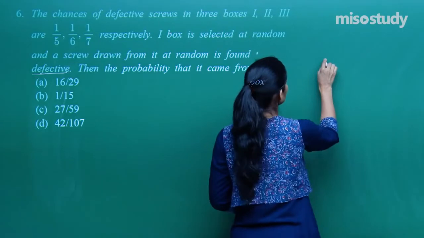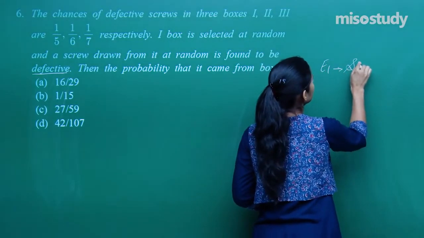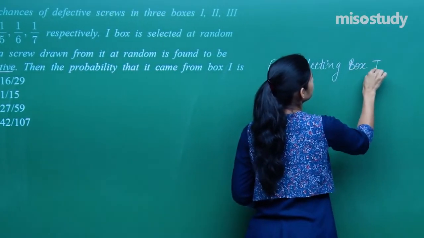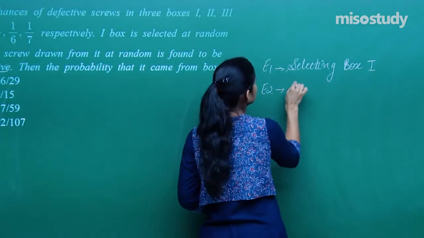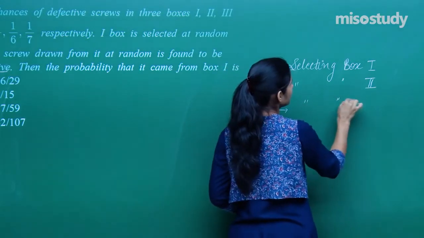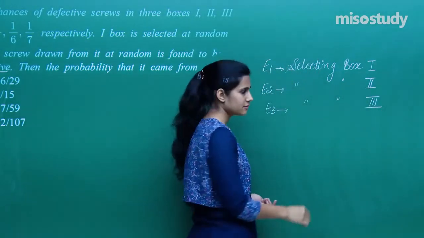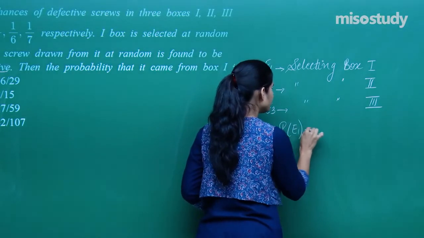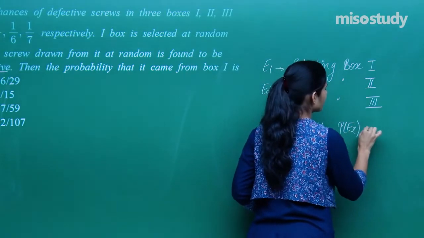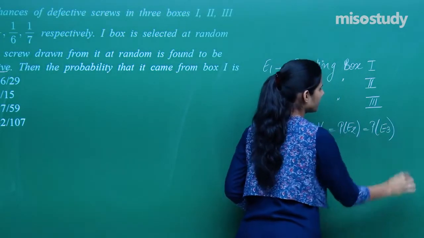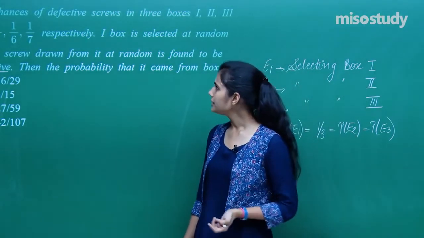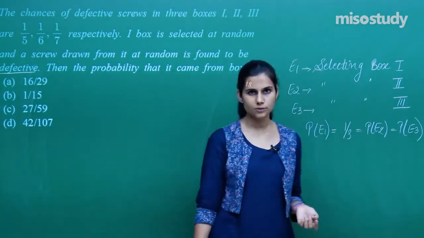So I am going to say E1 is selecting box 1, E2 is selecting box 2, and E3 is the event of selecting box 3. The probability of selection of box 1 is 1 by 3, which is the same as selection of the second box, same as selection of the third box. Clear? 3 boxes? Fine.